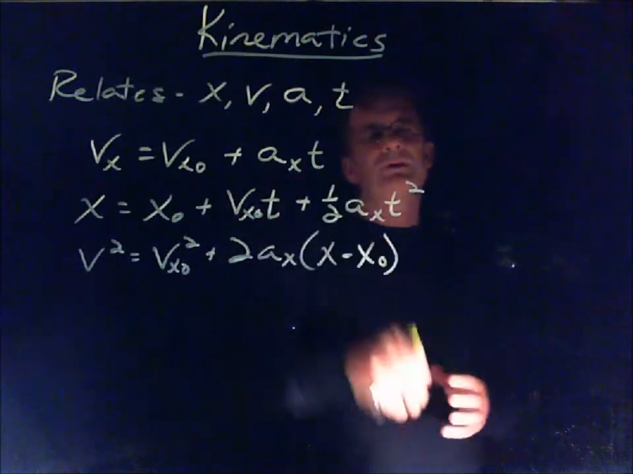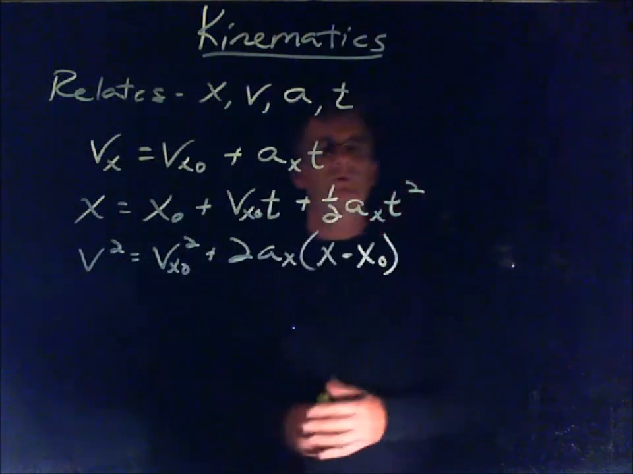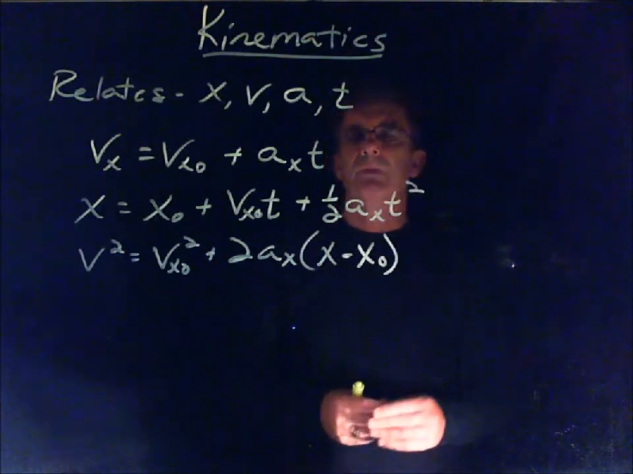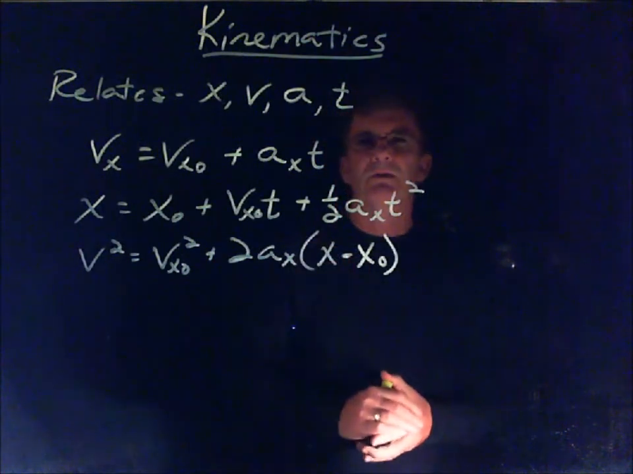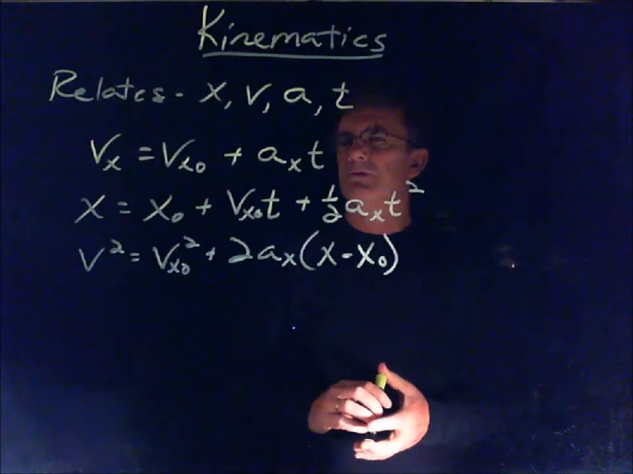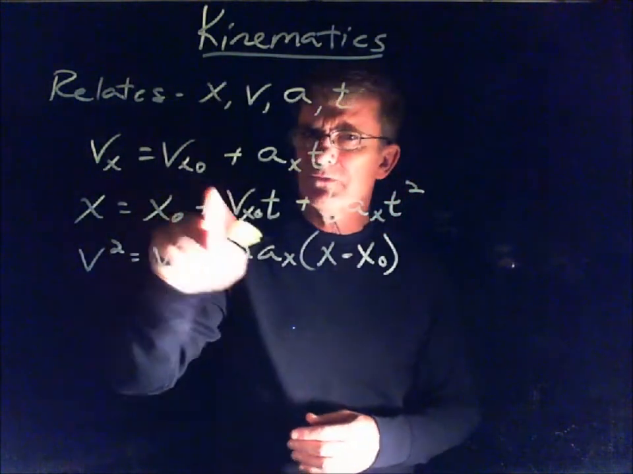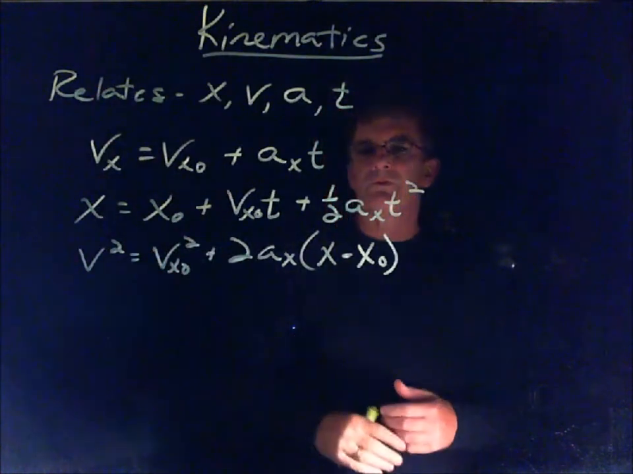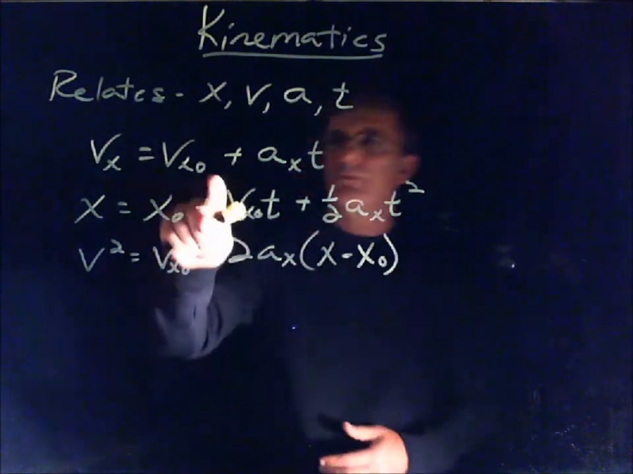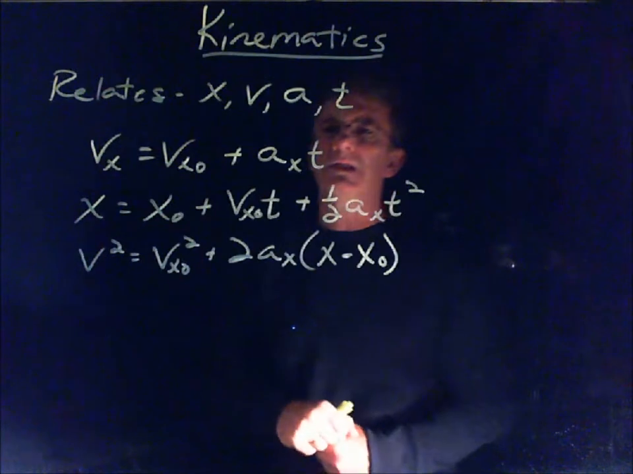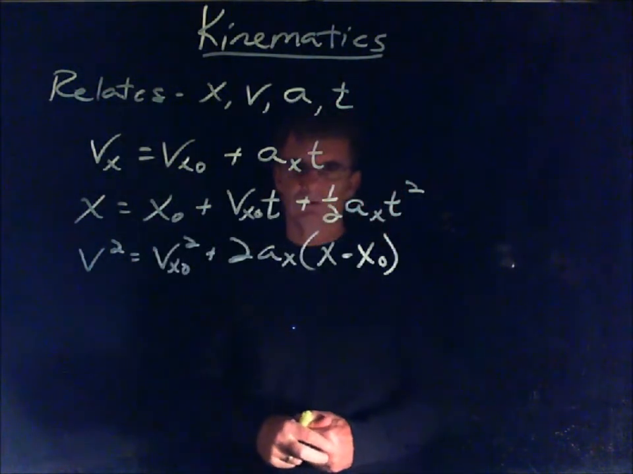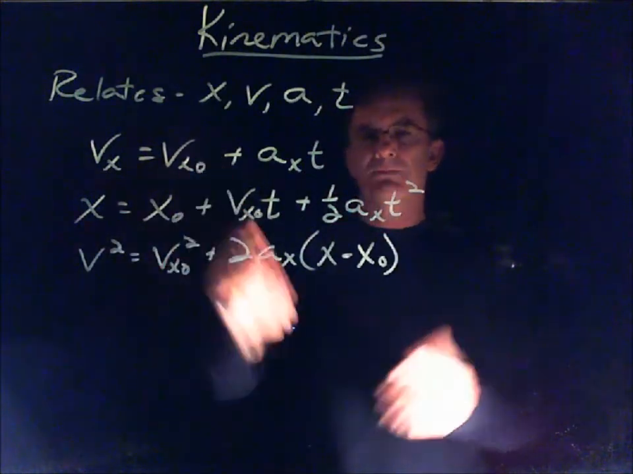I don't always write the subscript x. If I know we're moving horizontally, I leave it off. If I know we're moving vertically, I leave it off. And we'll talk about that in just a few minutes. The subscript 0 for the velocity and position refers to its initial. And so this is the initial velocity in the x direction. This is the object's initial position, initial x position.